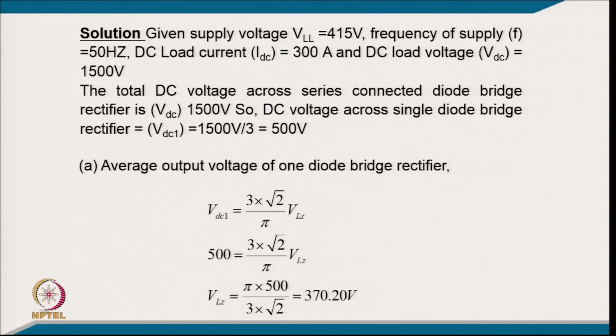So, coming to numerical part of this, given supply voltage of 415 volt, frequency of 50 hertz and DC load of 300 ampere and voltage of DC load is 1500 volt. The total DC voltage across the series connected diode rectifier is 1500 volt. So, the DC voltage across each diode bridge rectifier will be 1500 by 3, 500 volt, and for 500 volt output you can find out what is the line voltage for zigzag transformer, that comes at 370.2 volt.